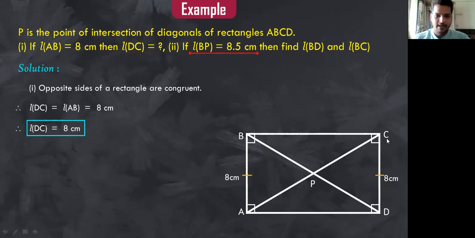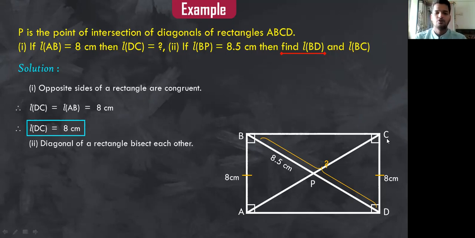Question number 2. The length of BP is 8.5. Now look at it very carefully, students. BP is the half part of the diagonal, right? And we need to find the length of BD. Observe BD. BD is the length of the full diagonal. So when we were studying the properties, we learned that BP will be half of the total length BD, right? Because diagonals bisect each other in a rectangle. So we will state: diagonals of a rectangle bisect each other.